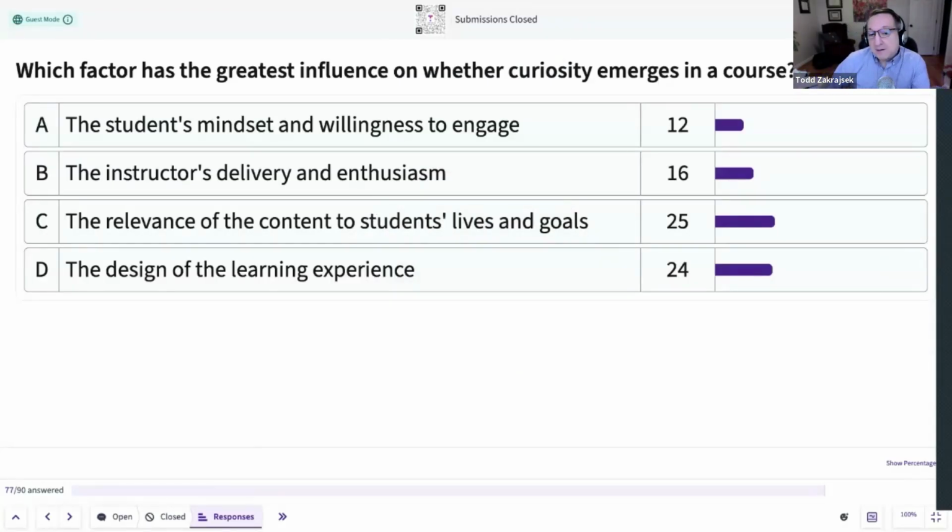D is definitely going to be a big issue. You have to design the proper learning experience, but once it's designed, then all of these other factors can come into play. So I think overall it'd be design. But if the student's not interested in learning, that's going to be a problem. If the instructor is very lethargic, that's going to be a problem. And if there's no relevance to what you're doing, that's going to be a bit of an issue. But design would be the big one overall. And then you need the others.